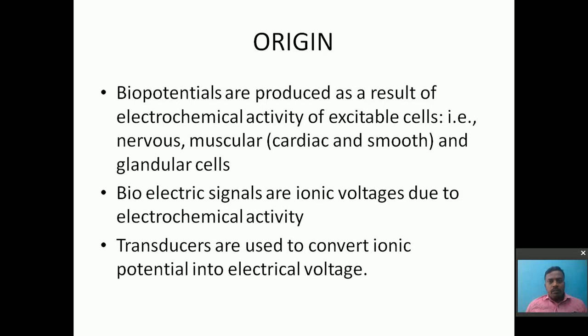They are placed around the cells, inside the cells and outside the cells. By using the electrode or the transducer, which are almost the same, we convert the ionic potential into electrical voltage. So from this, the origin of biopotential is the cell. Cells generate the potential. How it is generated, we will see.